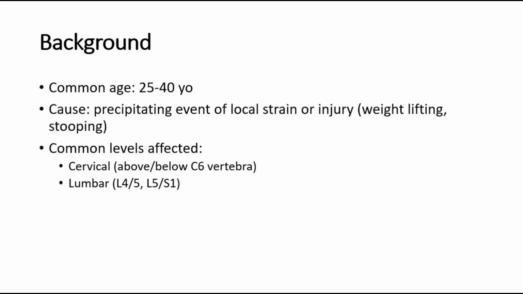So the background of prolapsed intervertebral disc: it commonly occurs in people among 25 to 40 years old, and usually the cause is a precipitating event of local straining or injury, where they might have done activities such as weightlifting or stooping. So we have to take a history on what they were doing at that time when they felt the pain. And the common levels affected are the cervical level, either above or below the C6 vertebrae, and another common site is the lumbar area, between L4 and L5, and between L5 and S1.